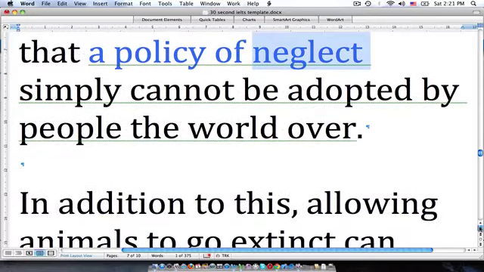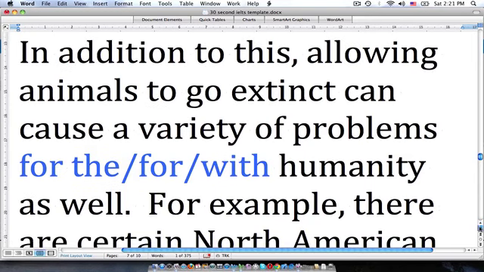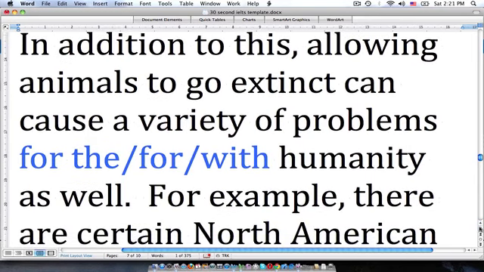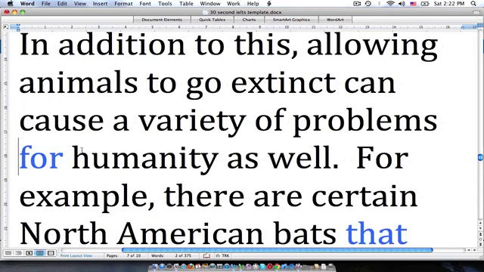Okay, now let's get to our second supporting paragraph. In addition to this, allowing animals to go extinct can cause a variety of problems for the humanity as well, or for humanity as well, or with humanity as well. For the humanity, so we wouldn't use the and humanity here in this sense. It would just be for humanity.